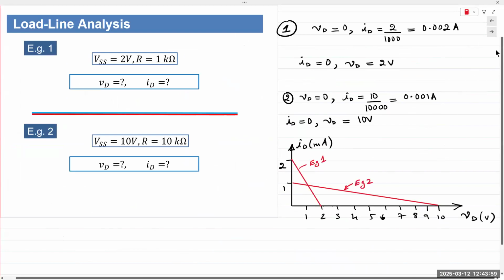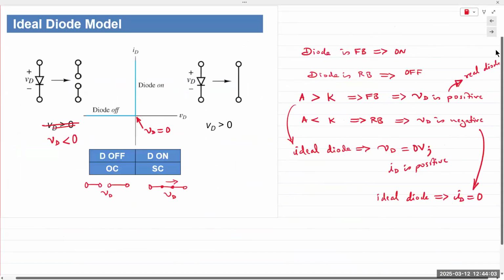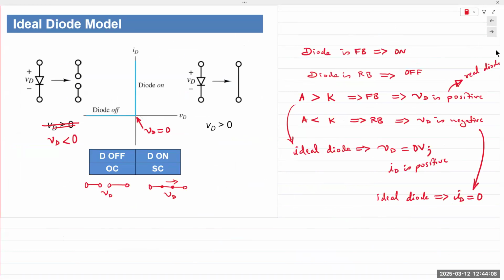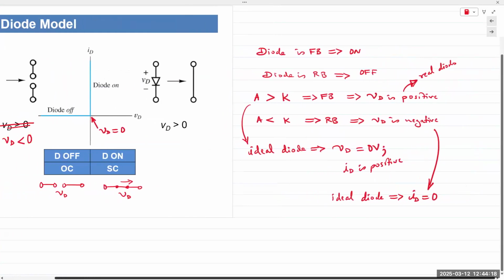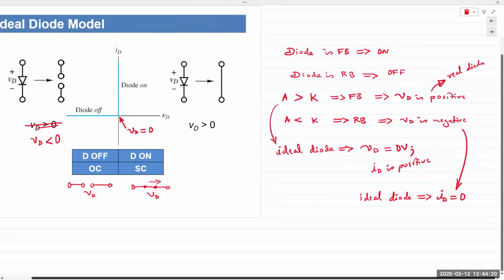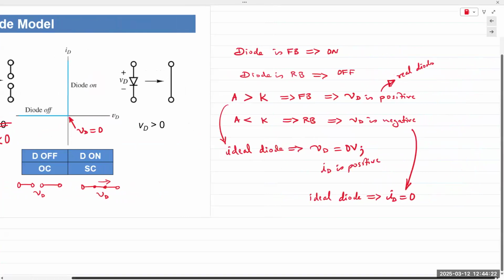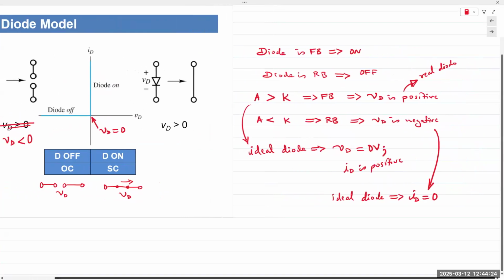Now IV characteristics, load line analysis. So we should be familiar with load line analysis. Ideal diode model, we did several examples. We did homework problems, and we also did a couple of examples last week. Basically, in ideal diode analysis, we make an assumption whether the diode is on or off, right?